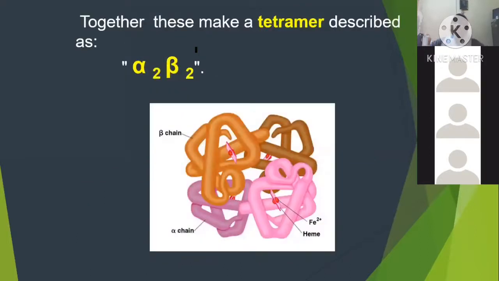Okay. Now, together we call this a tetramer. Tetramer because it has four polypeptide chains, right? The designation given to this is alpha 2 beta 2. What does this alpha 2 represent? It has two alpha chains. And what is this beta 2? It has two beta chains. Okay. The beta chains, alpha chains, each one has a heme, and the heme has an iron atom, and that iron can bind to oxygen. So one hemoglobin can bind to four oxygen molecules. Okay.